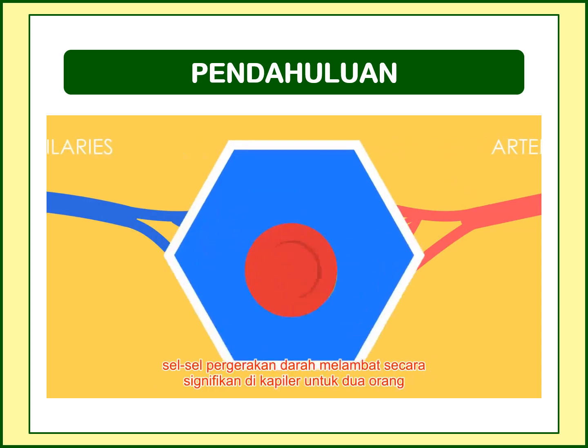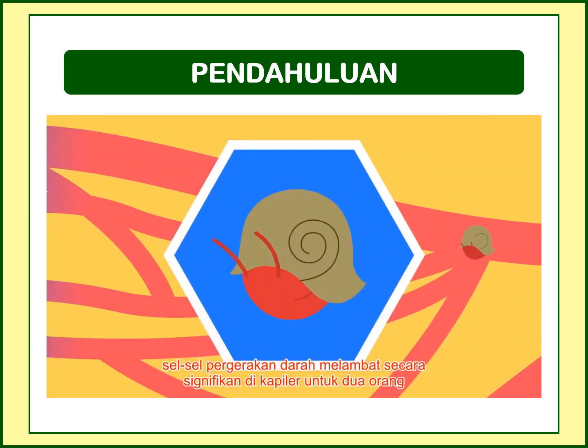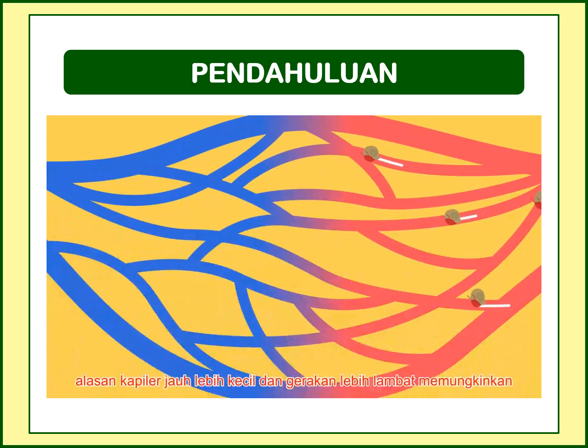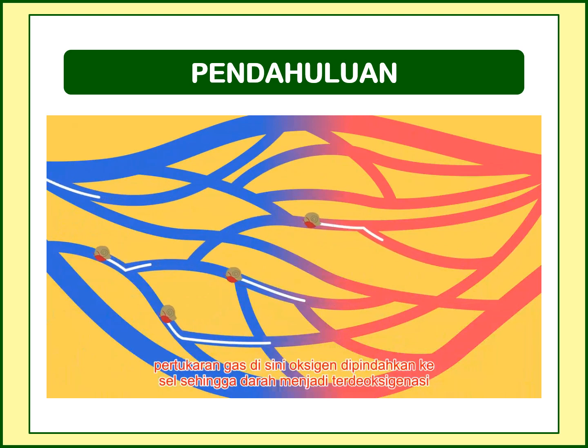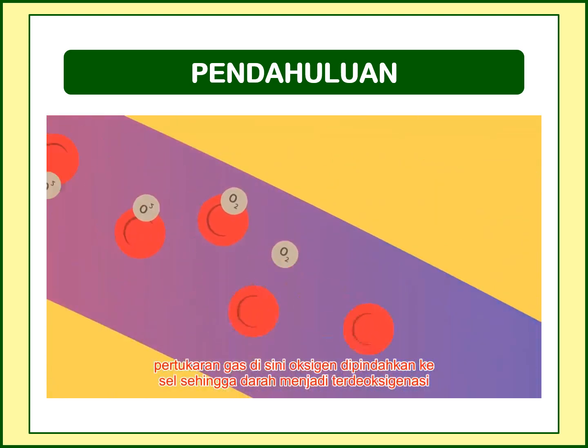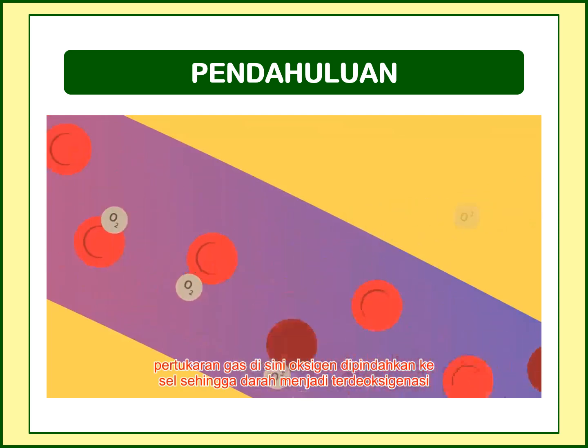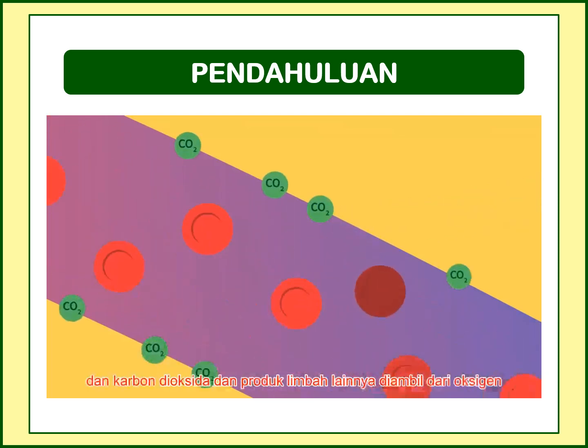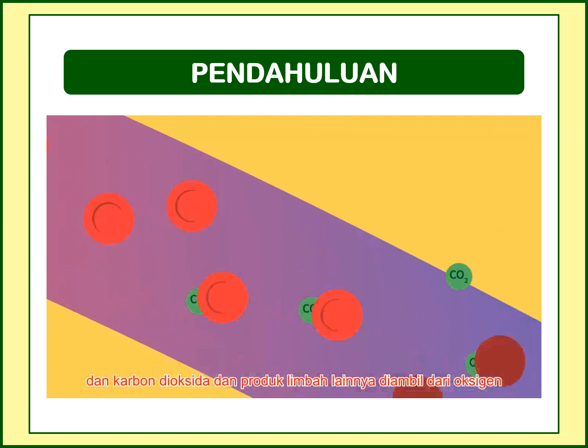The movement of blood slows down significantly at the capillaries for two reasons. The capillaries are much smaller, and slower movement allows for gas exchange. Here, oxygen is offloaded onto cells, so blood becomes deoxygenated and carbon dioxide and other waste products are picked up.